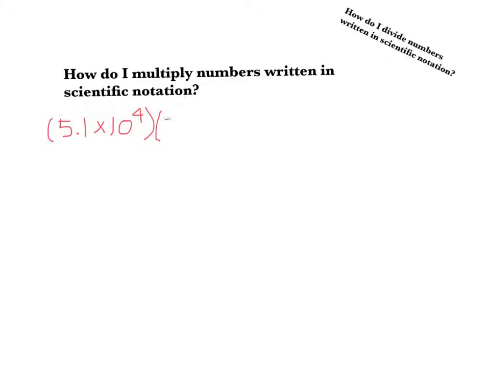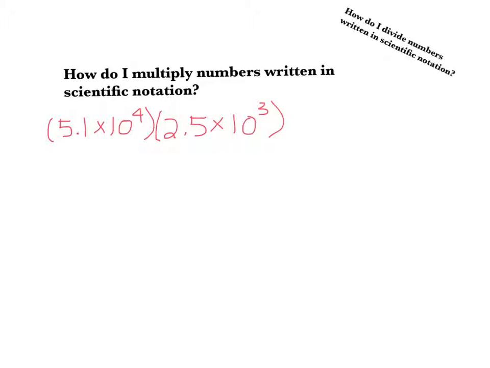So now we're going to look at different operations that we can do when numbers are written in scientific notation. The first question that we're going to look at is how would you multiply numbers that are written in scientific notation? To do that, let's look at an example. We're going to do 5.1 times 10 to the 4th power times 2.5 times 10 to the power of 3.